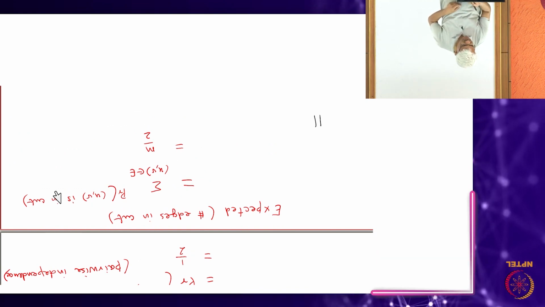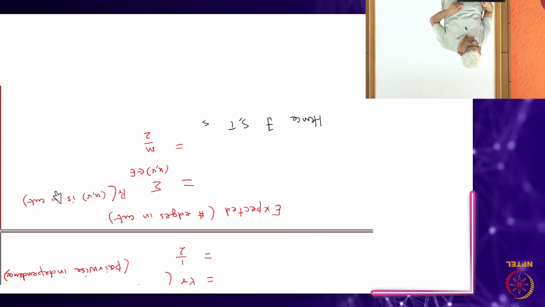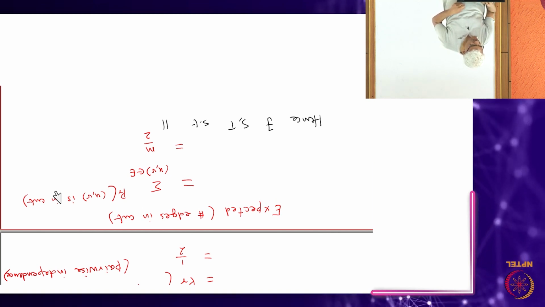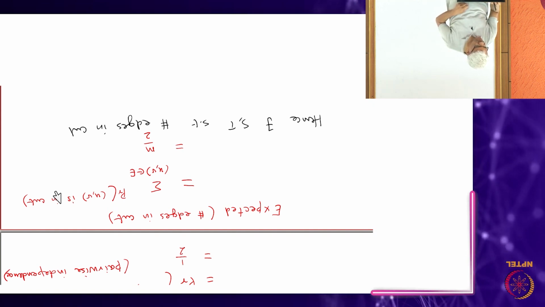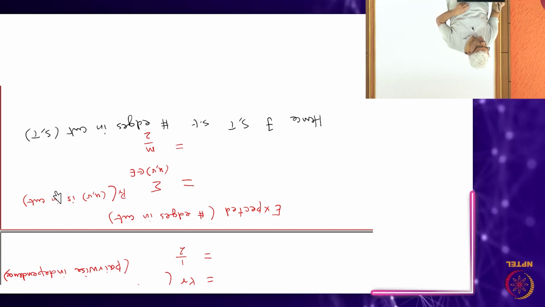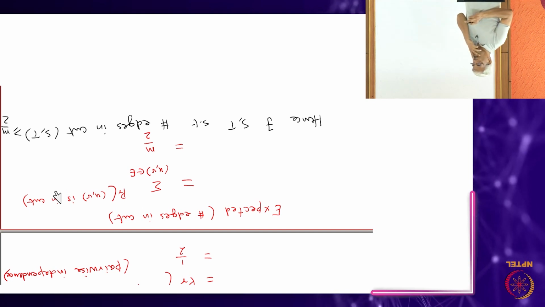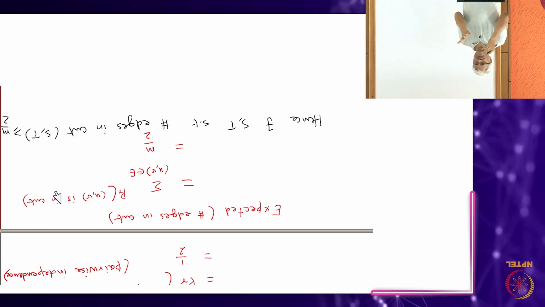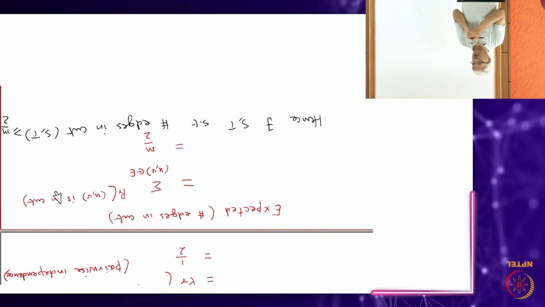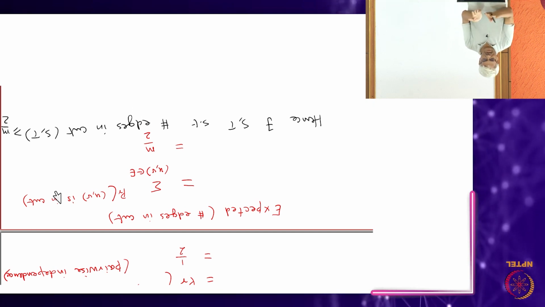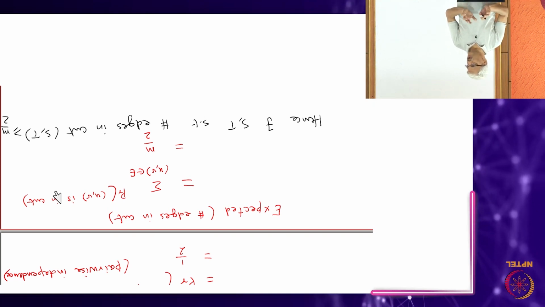So, I say hence there exists an ST such that the number of edges in the cut ST is greater than or equal to m over 2. Okay, and you've probably seen this probabilistic method in the tutorials. So, it is a very useful observation, but not very hard to argue.